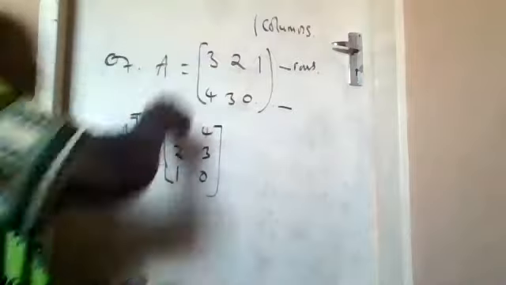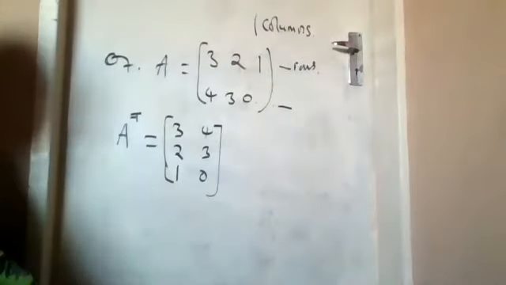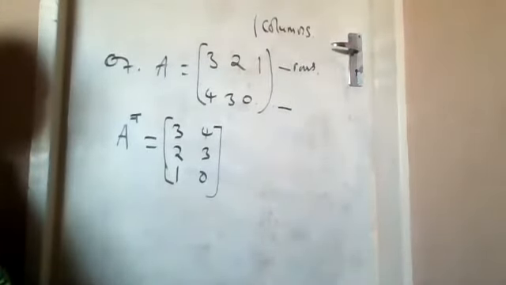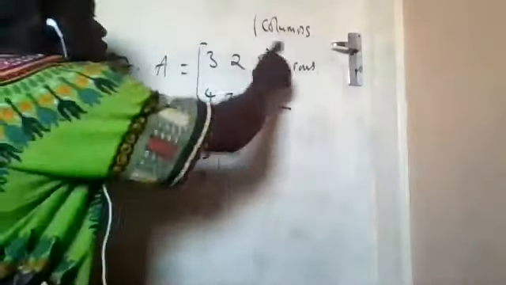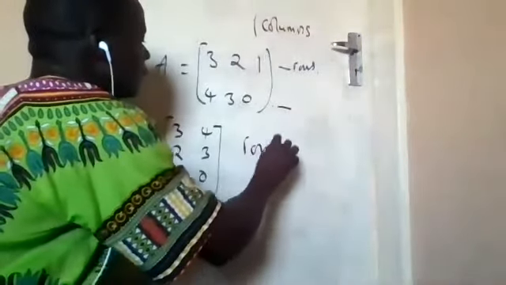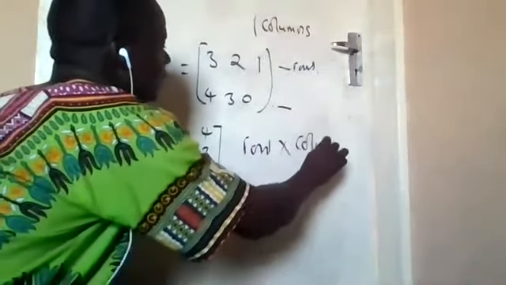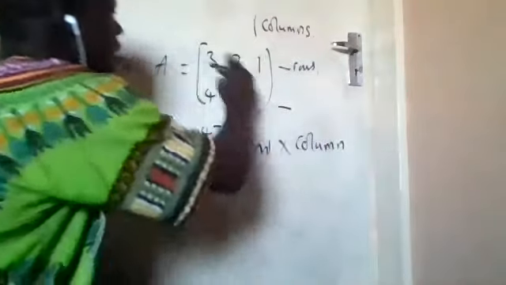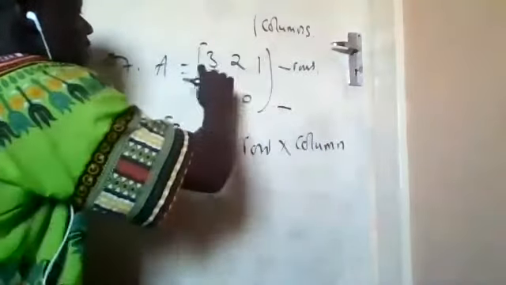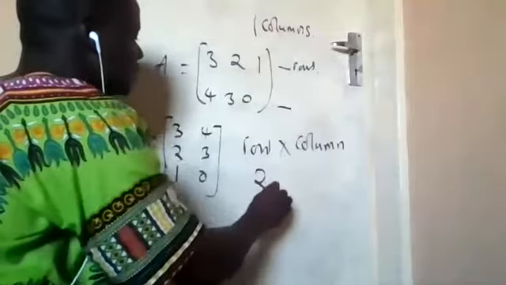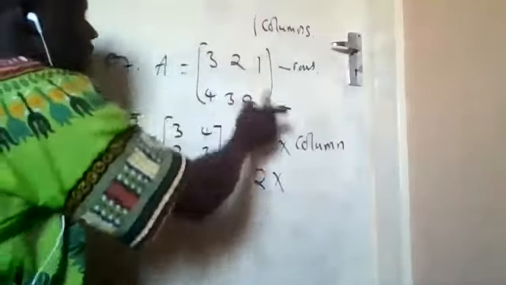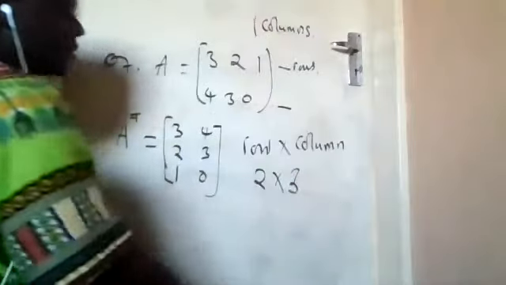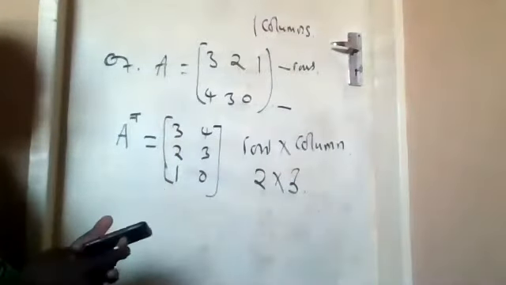So I have a question. Is this a 2x3 matrix or a 3x2 matrix? The order is determined by row by column. So how many rows are there? 1, 2. The rows are 2. By how many columns? 1, 2, 3. So it's 2 by 3.